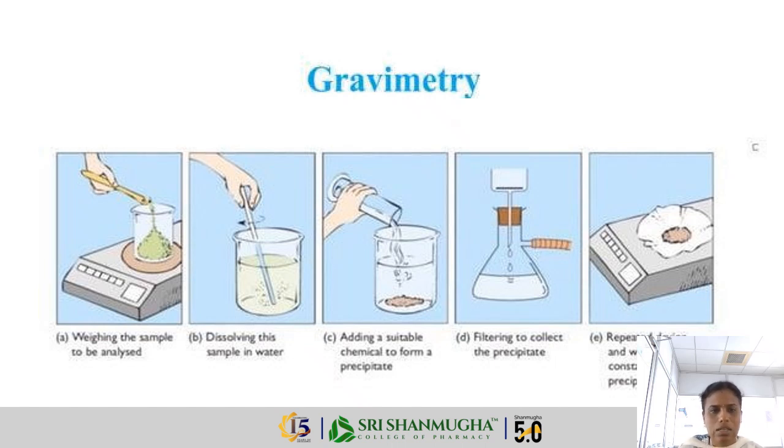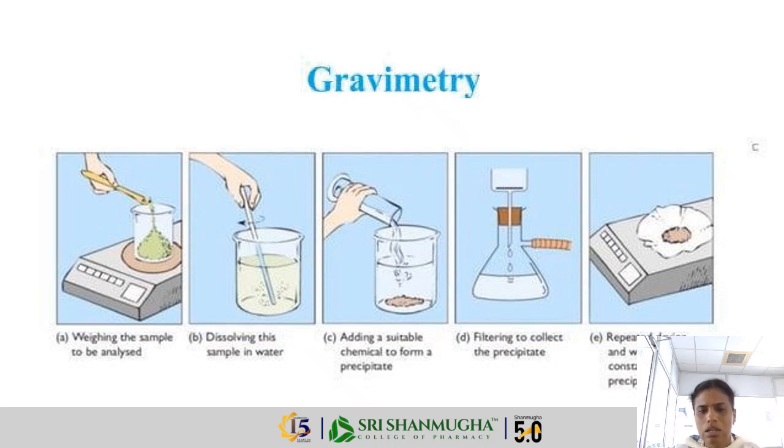This is the gravimetric procedure in pictures. First, we weigh the sample to be analyzed. After finishing the weighing, we dissolve the sample with water. After dissolving the sample, we add a suitable chemical to form a precipitate.